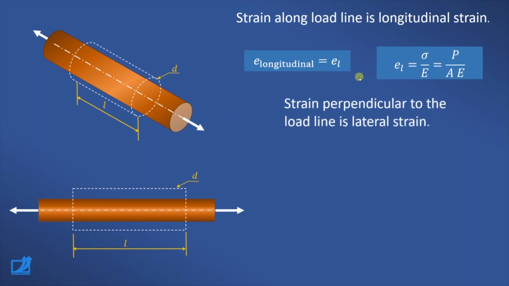Now strain perpendicular to the load line is lateral strain. So in this example, strain in diameter is lateral strain. Strain in diameter means change in diameter divided by original diameter. This ratio is lateral strain. So lateral strain here is strain in diameter and longitudinal strain is strain in length.